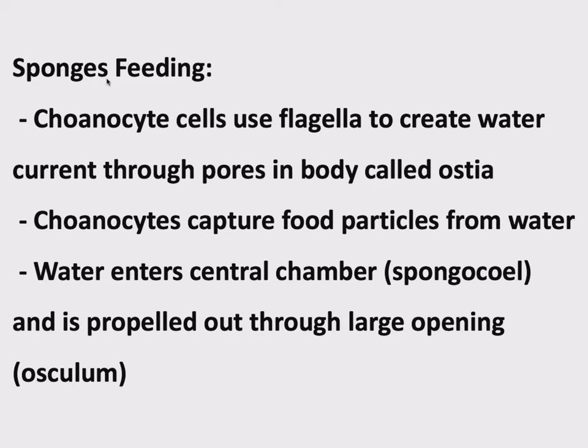Sponge feeding. These choanocyte cells use flagella to create water current through the pores in the body called the ostia. These cells also capture food particles from the water. The water enters this central chamber, the spongocoel, and is propelled through a large opening out of the sponge called the osculum.